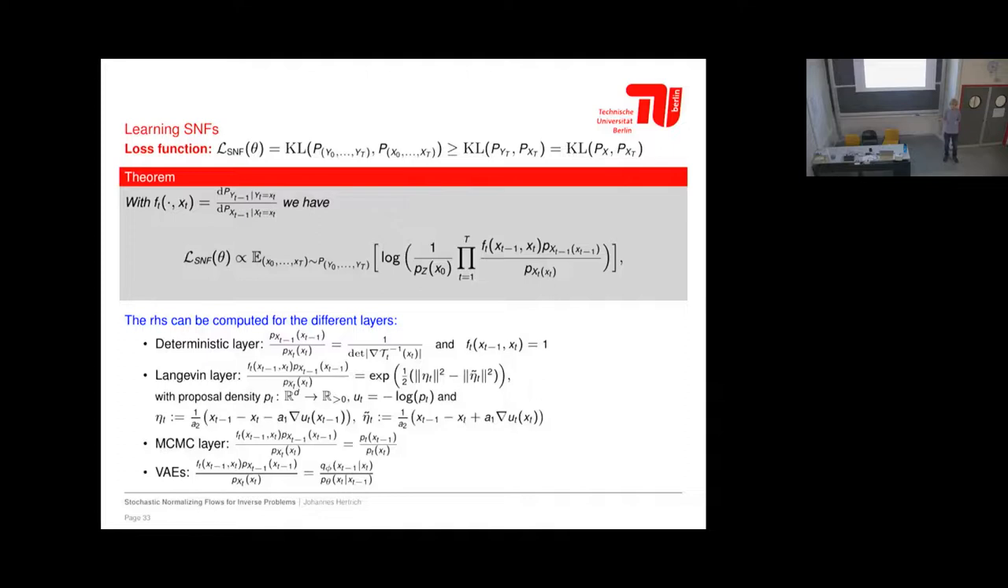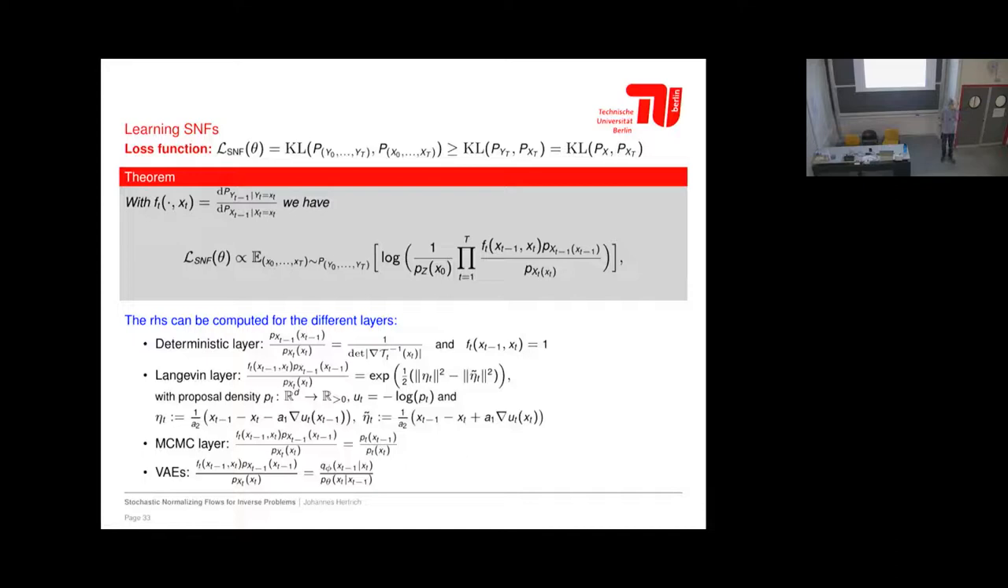Then we can compute the loss function, which just requires a sample from one of these paths of the Markov chains. And then we get some loss function, which contains a latent distribution and some terms. In fact, we can compute these terms for any of these layers.